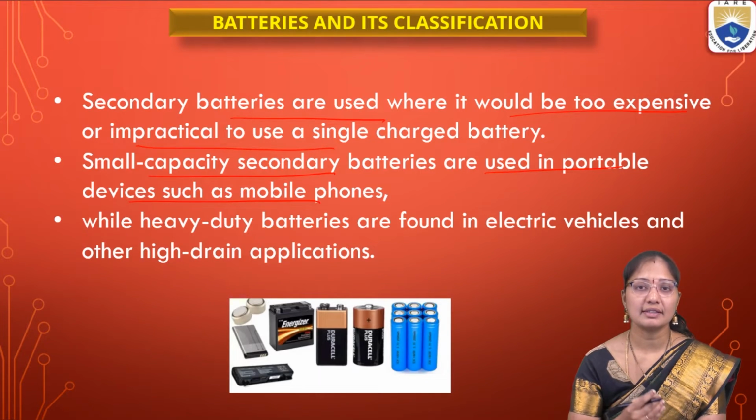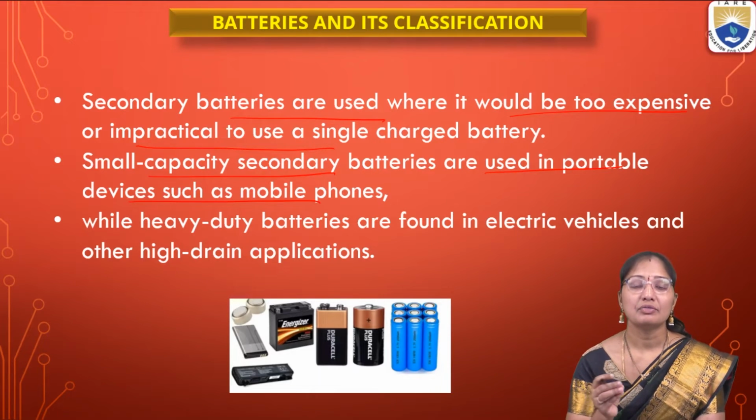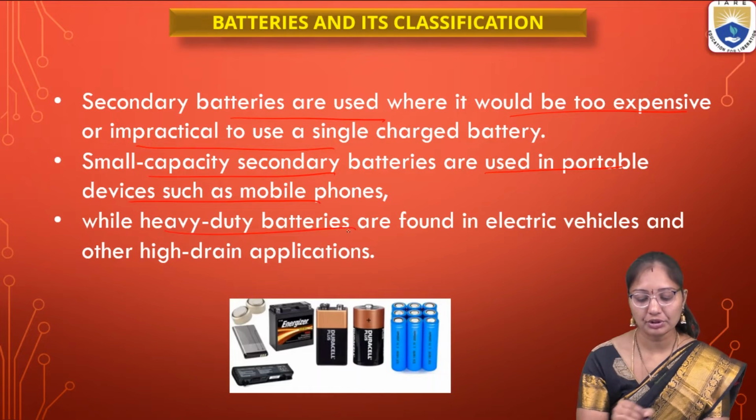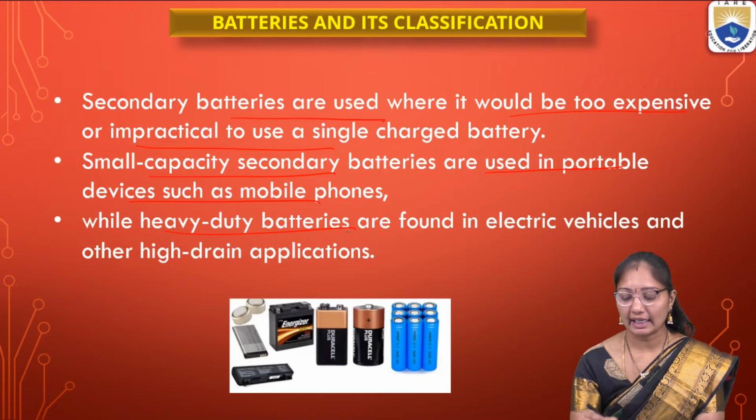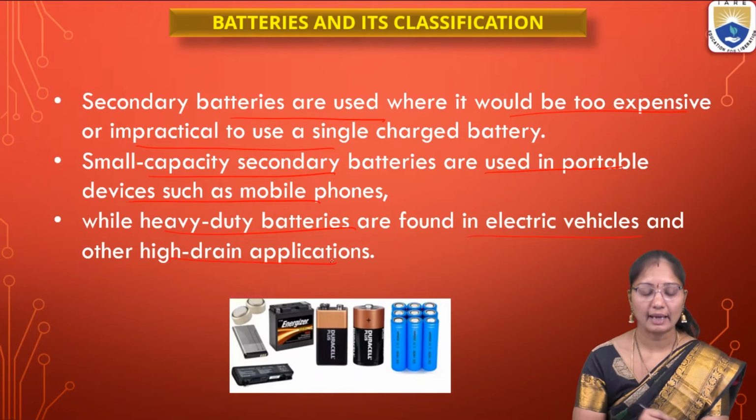After discharging, we charge them with electrical power. Again, a chemical reaction takes place inside the battery, which gives power to the battery, on which we operate the mobile. Heavy duty batteries are found in electrical vehicles and hybrid applications.